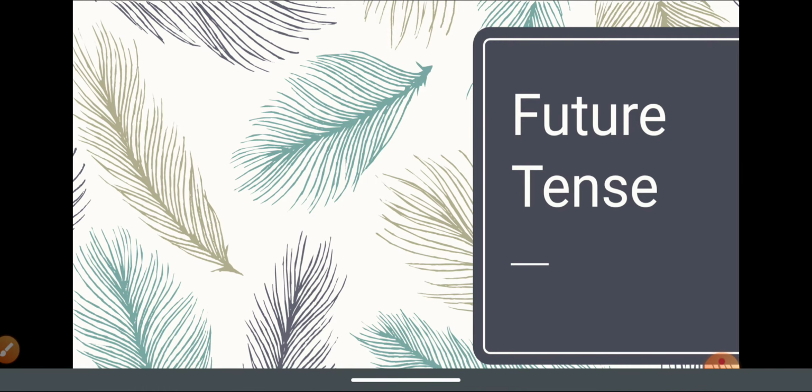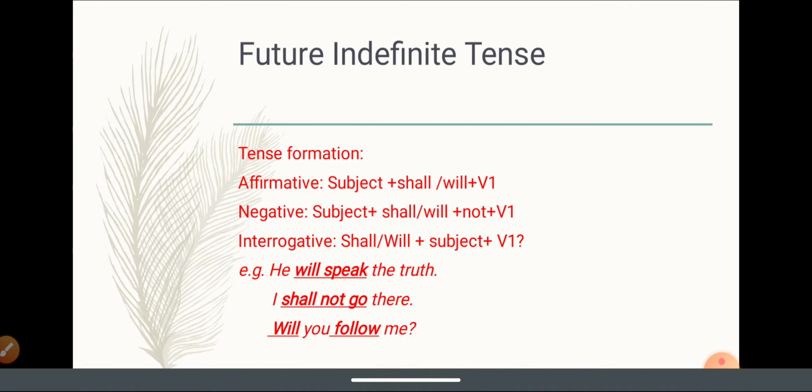Next comes the future tense. In this, first comes future indefinite tense. In the formation of the tense, we write subject plus shall or will plus first form of verb. We use shall with first person I, and will is used with second or third person. Like the examples: He will speak the truth. I shall not go there. Will you follow me?